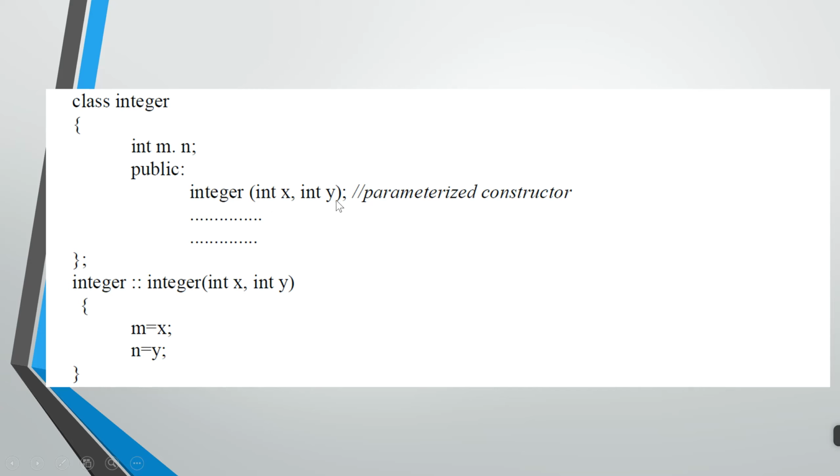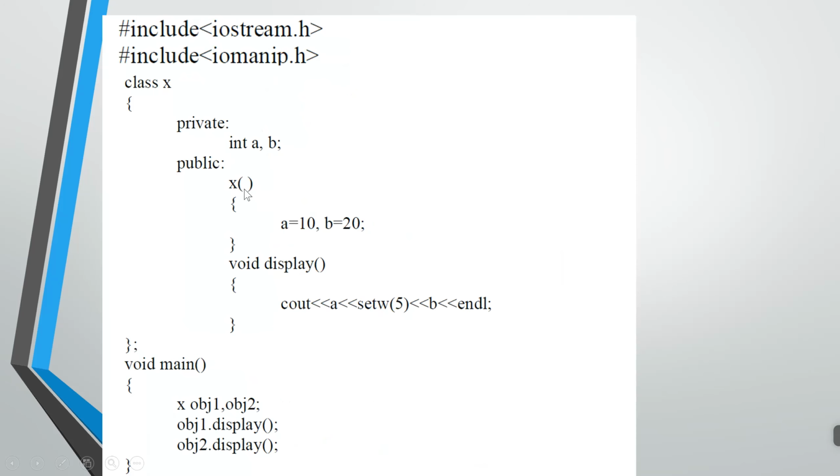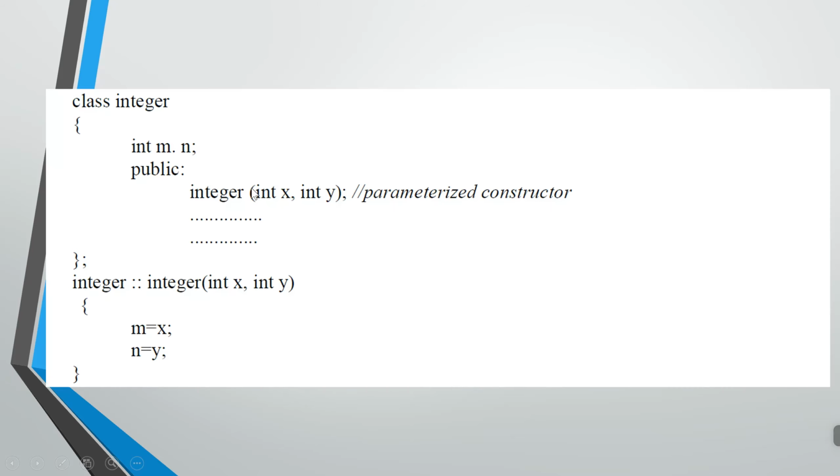Please make a note of the difference between this constructor and this constructor. This is a constructor which does not have any parameter, but this constructor has a parameter. That's the reason why it is called a parameterized constructor. Now here it will take the value from the main function, and then the particular value will be initialized to the attributes. So m will take the x value, n will take the y value. We will see how it takes the value.